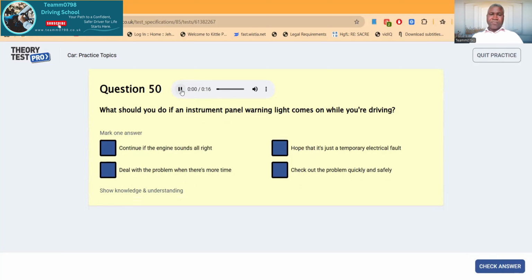What should you do if an instrument panel warning light comes on while you're driving? Continue if the engine sounds alright. Hope that it's just a temporary electrical fault. Deal with the problem when there's more time. Check out the problem quickly and safely.